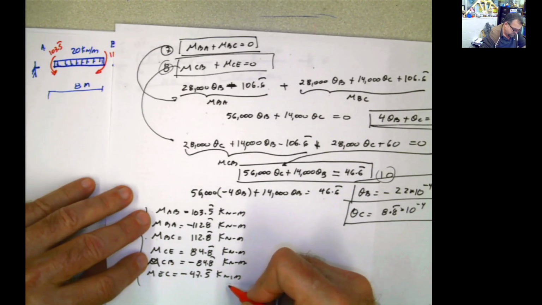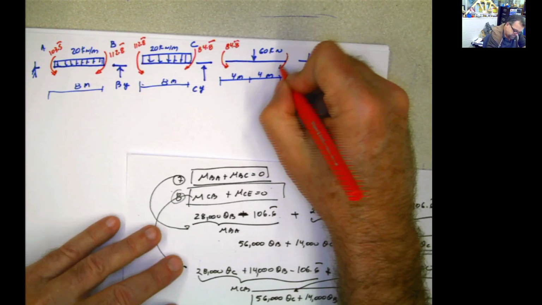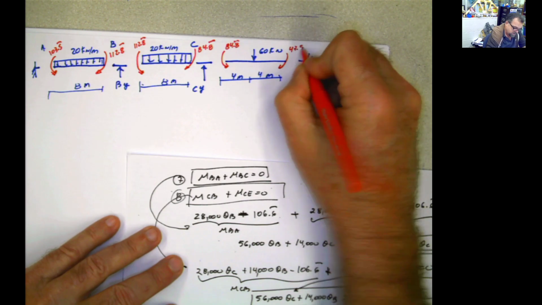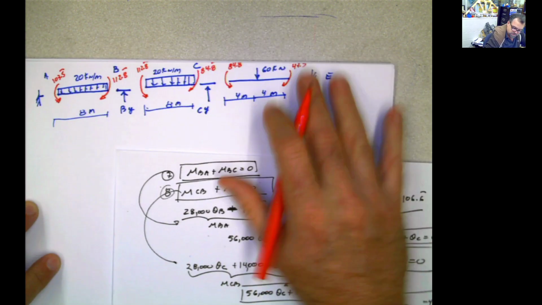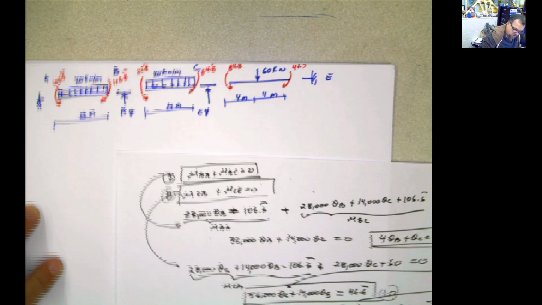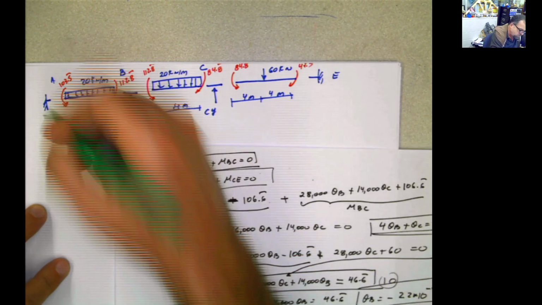And this one negative 47.5. And those are just the beams. So I'm just doing this because you can use any method that you want to, any numbers, any methodology, but I like to do something like this.